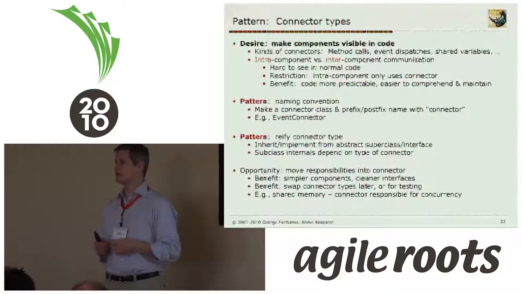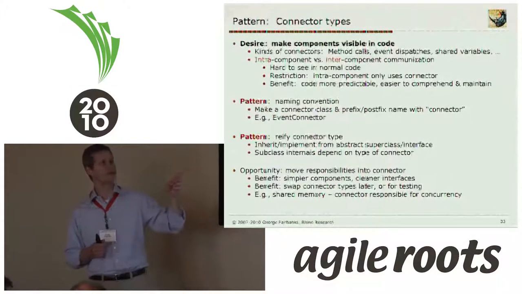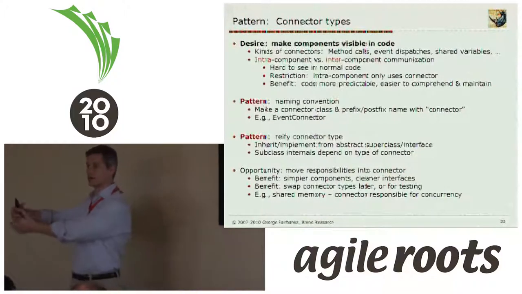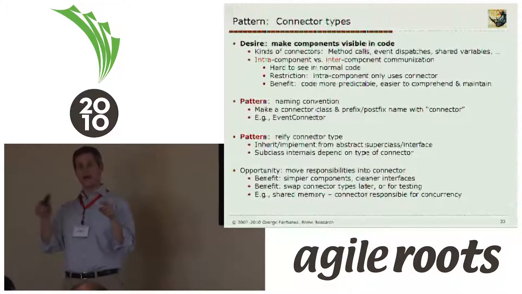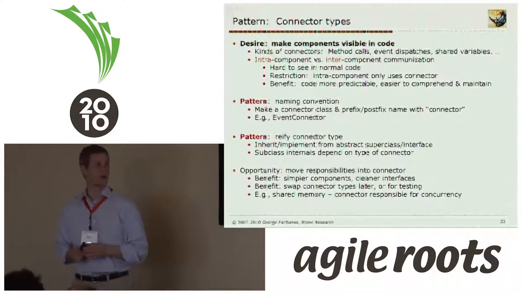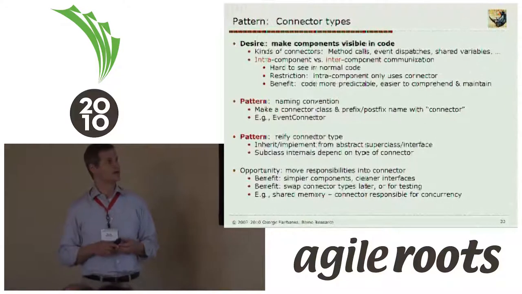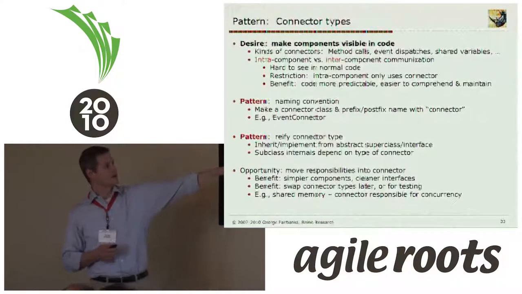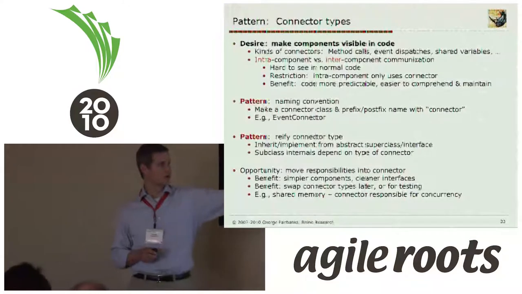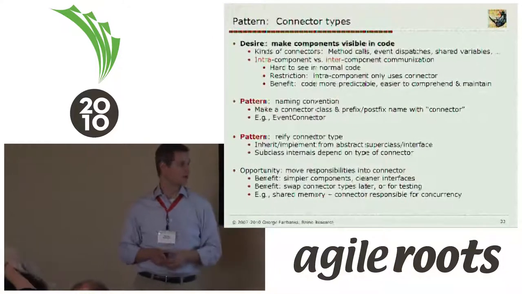A calls B, okay? But what we want to be able to see is, oh, here's this chunk of code, I call it the client, here's this chunk of code, I call it the server, and they have a different kind of communication that's going to go over some distinguished channel, whether it's a remote method call or a socket call or whatever. And we can use a naming convention here to make the connectors visible, just like we did before. We can actually make a connector superclass.